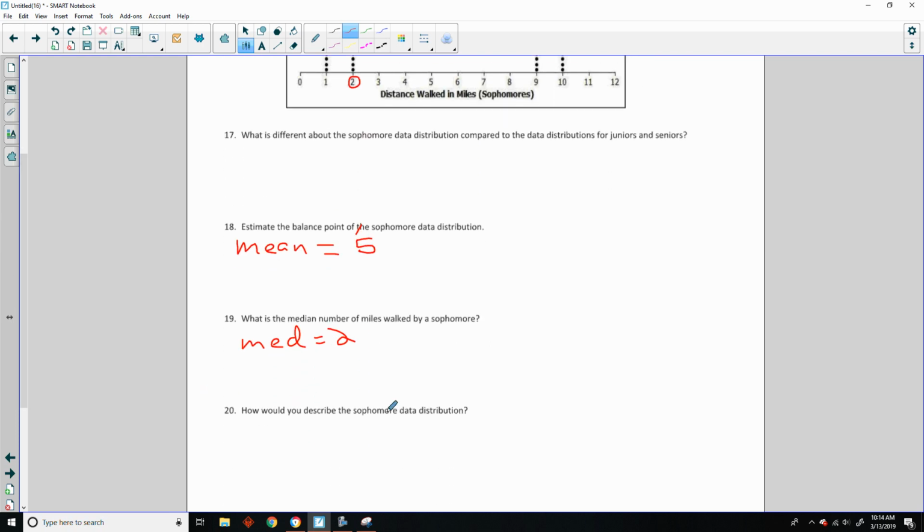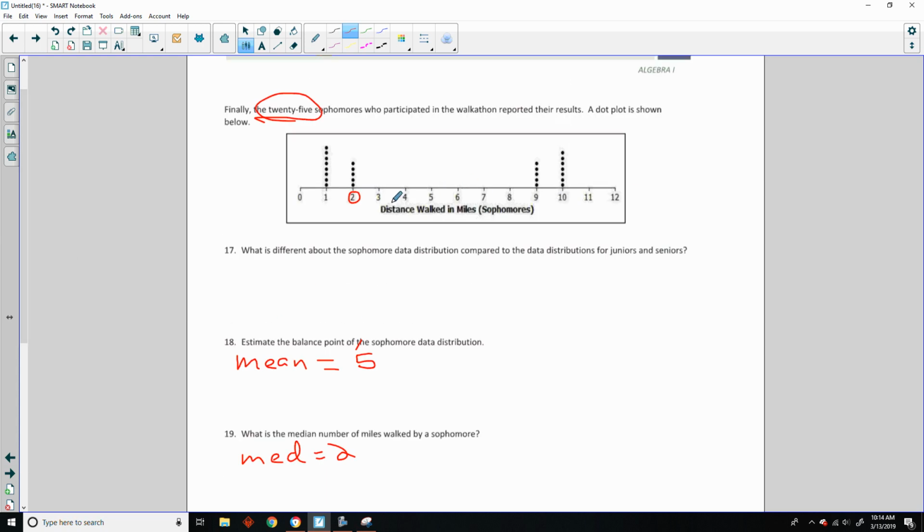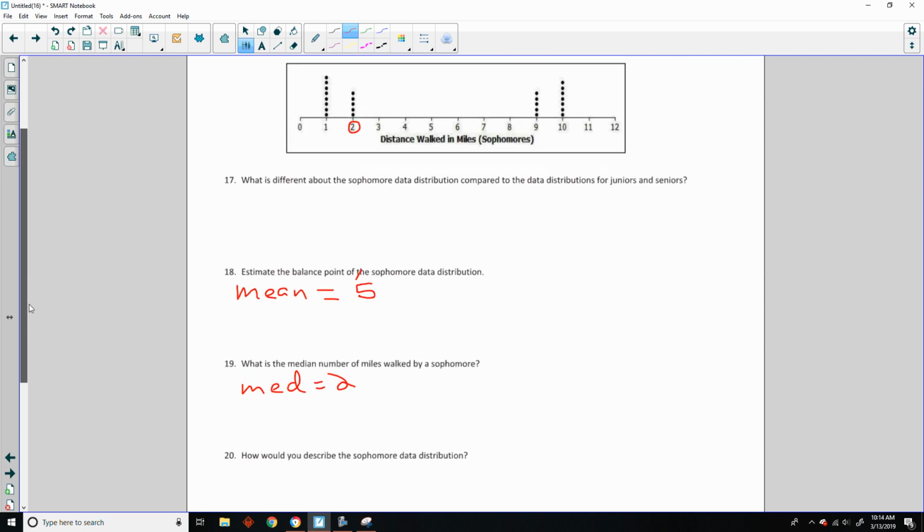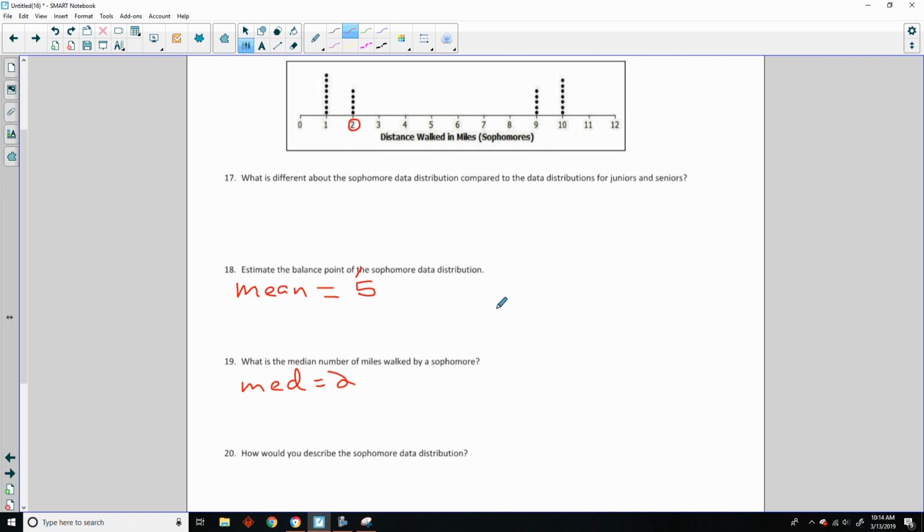How would you describe the sophomore data distribution? We've already done that. It's a U-shaped distribution. You either had small or large data. The mean and median are not good indicators of a typical distance. Neither one is a good indicator. Nobody walked 5 miles. Nobody, and the median 2 miles, that's way underestimating the 9 and 10 mile walkers. Okay, so since it is not evenly distributed or skewed, neither the median or the mean are good measures of center.